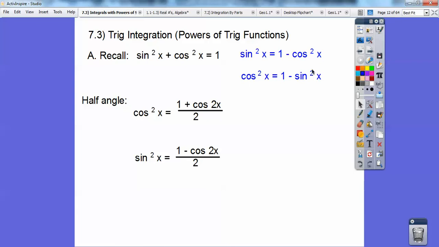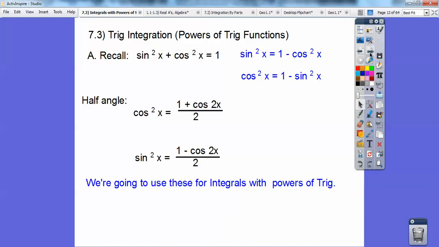Okay, recall back in pre-calculus the trig identities right here. These are our half angle identities. We're going to be using all of these quite a bit. We're going to be using the secant squared and the tangent squared identities also. I should have written those down. I didn't, but they pop up in the lesson.